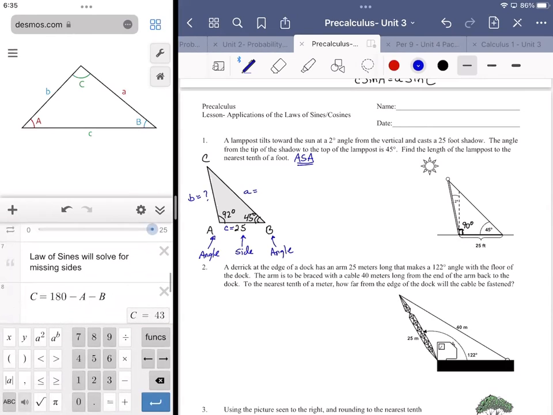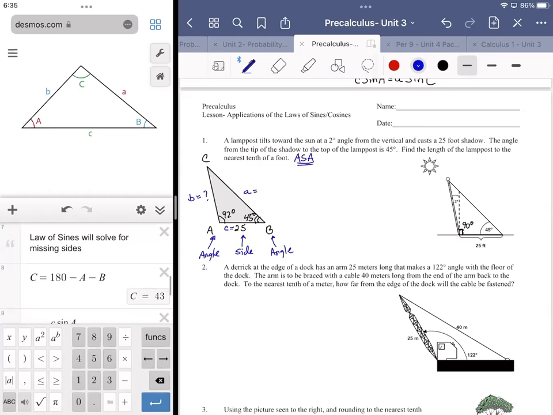So I have my information here. It says law of sines will solve for the missing sides. Well, yeah, but before we do that, it's just simple arithmetic. It's going to give us angle C. So I might as well just pop that in there. That's 43 degrees.